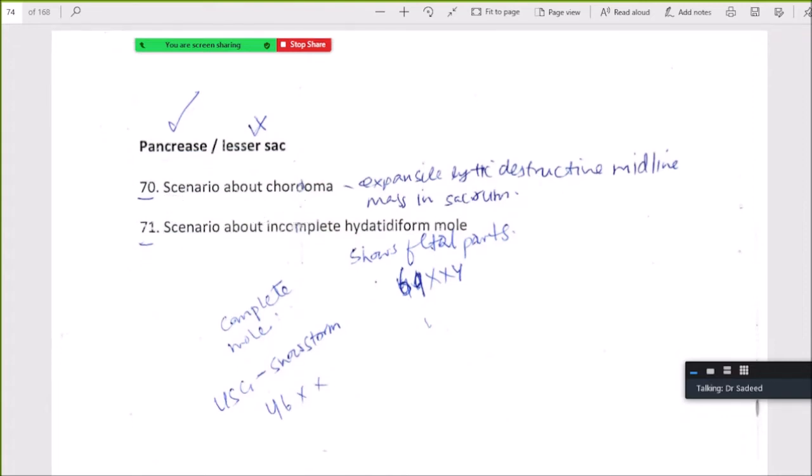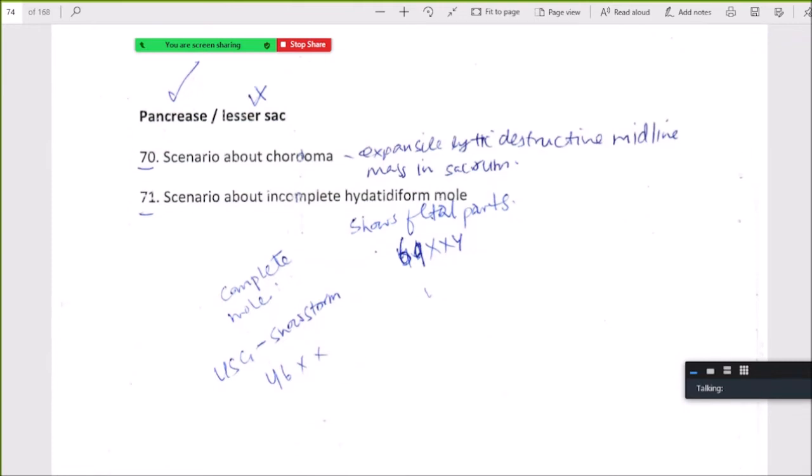70. Scenario about chordoma, expansile lytic destructive midline mass in the sacrum. 71. Scenario about incomplete hydatidiform mole. It shows fetal parts and 69 XXY. Complete mole ultrasound shows snowstorm appearance and its genetics is 46 XX.